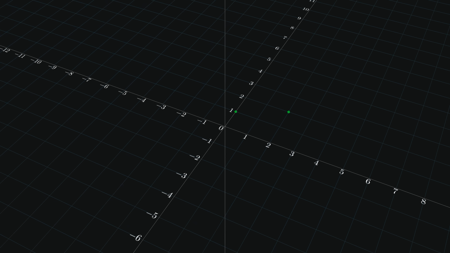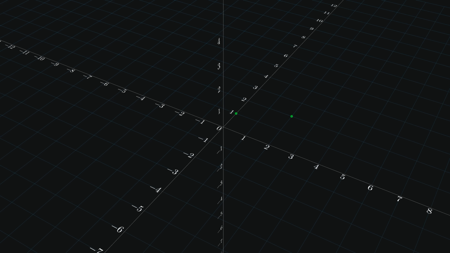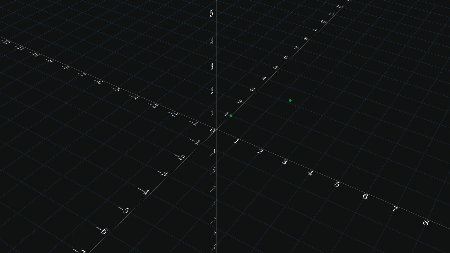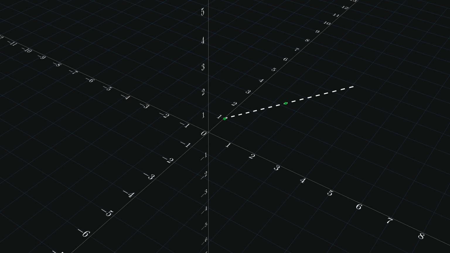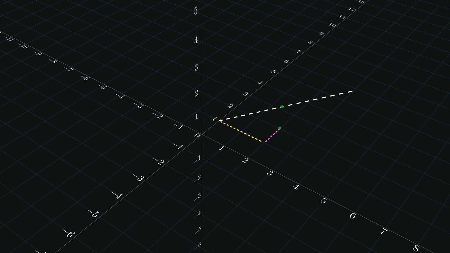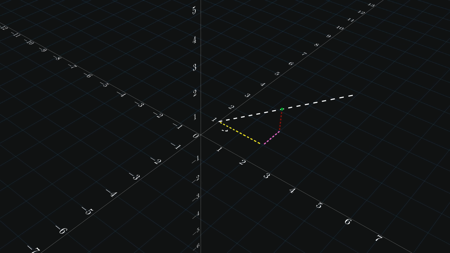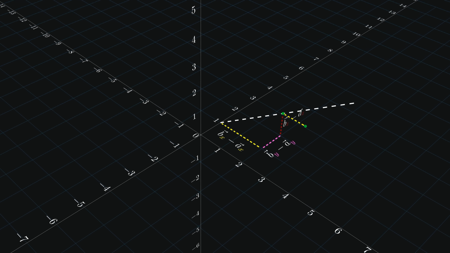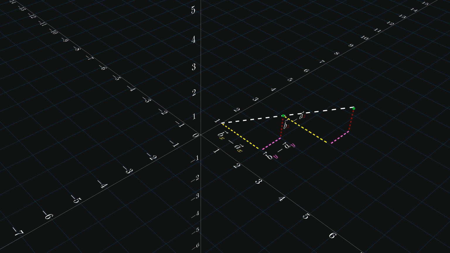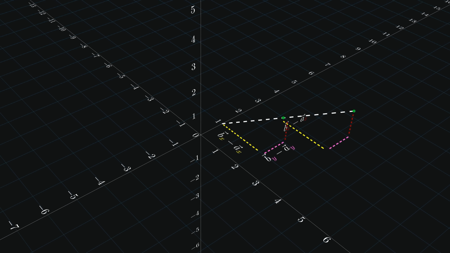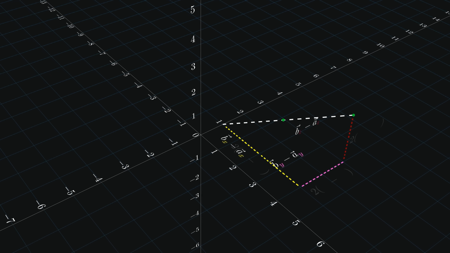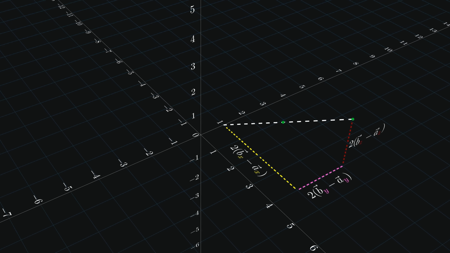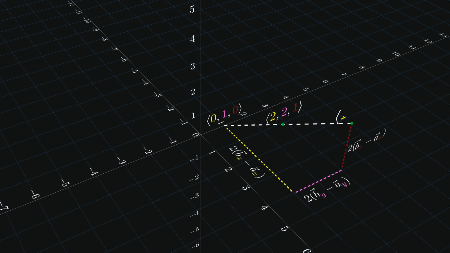But the original problem was about frogs in a cube. Does this same concept apply in 3 dimensions? In fact, it does. We can break down the jump into an x component, a y component, and now a z component. And again, the frogs are confined to whole number coordinates.